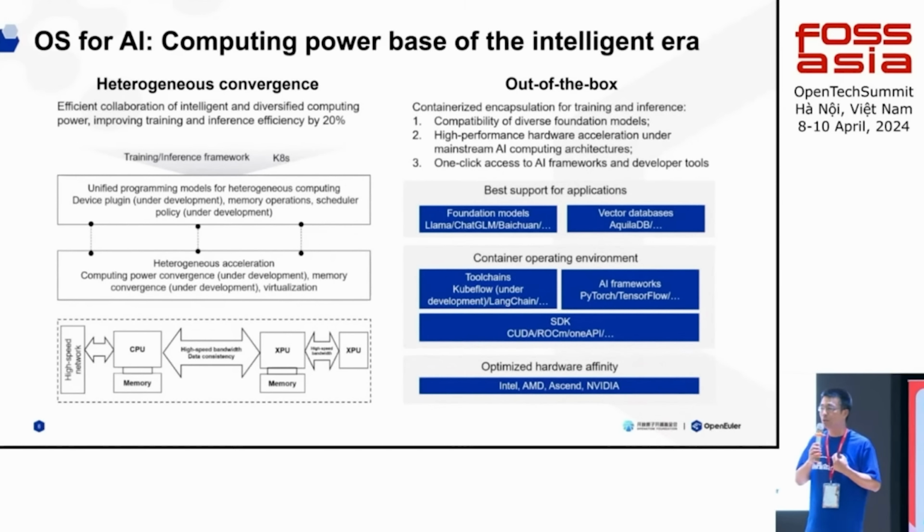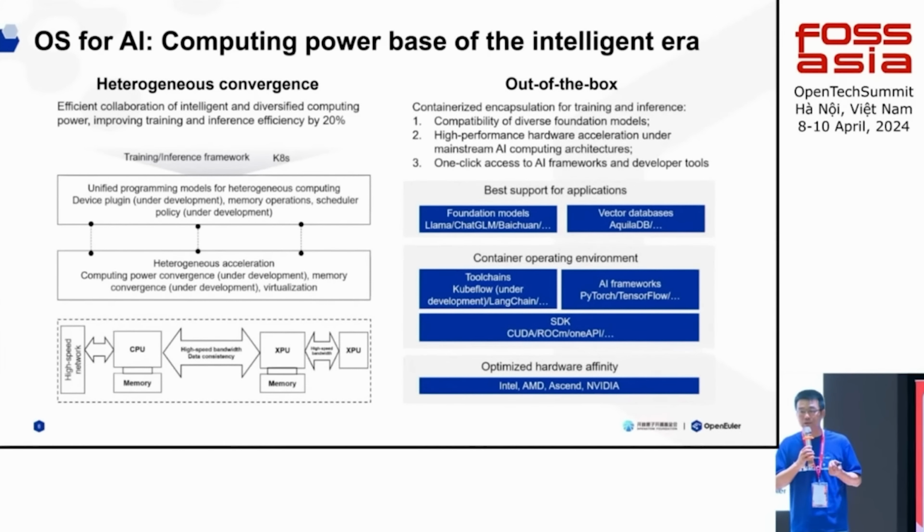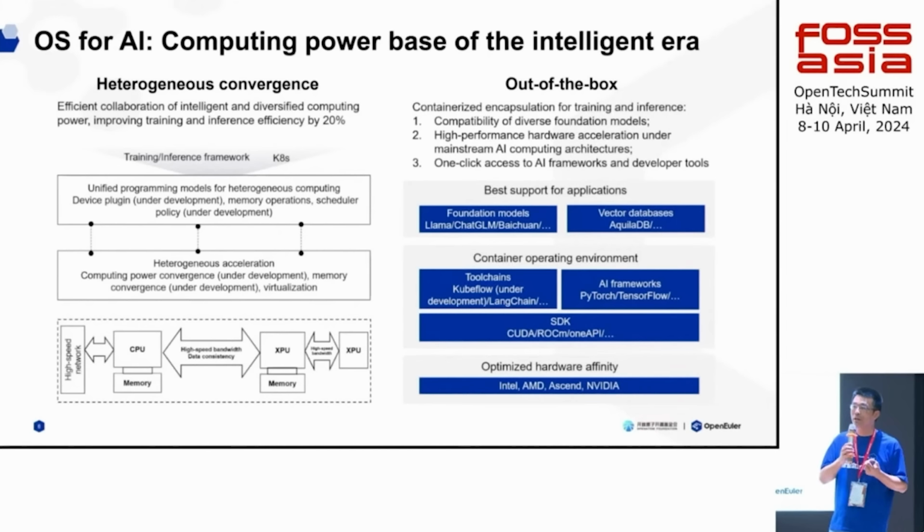For example, we know training is a big, heavy computing system, and the process is very long. We consume a lot of resources. The operating system can help the process to be faster and more energy saving. So that is a very interesting topic.